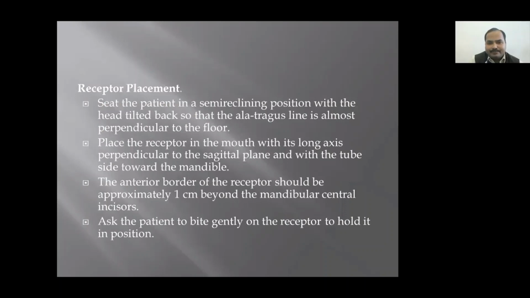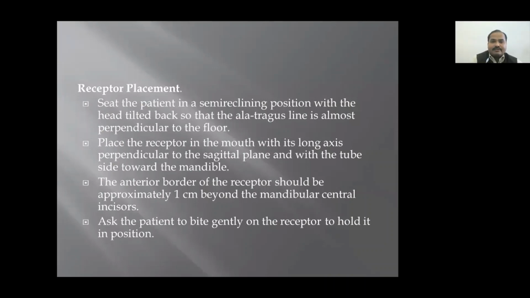So again, the receptor placement. In this case also, the patient will be seated in semi-reclining position with the head tilted back so that the ala-tragus line is almost perpendicular to the floor. In the previous case, it was 45 degrees, but in this case, it will be almost perpendicular to the floor. And place the receptor in the mouth with the long axis perpendicular to the sagittal plane, just as in the previous case. And the anterior border of the receptor should be approximately 1 centimeter beyond the mandibular central incisors.